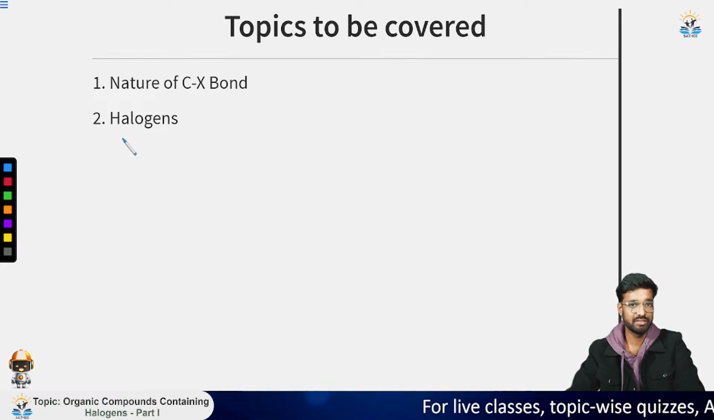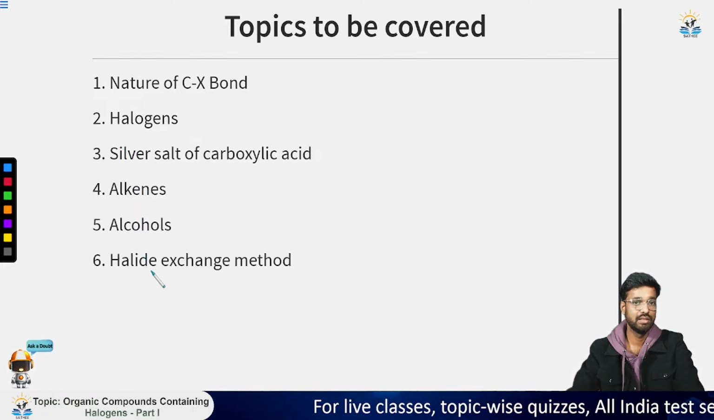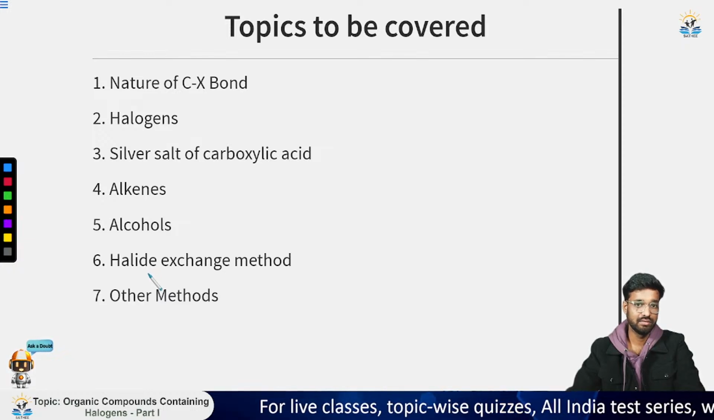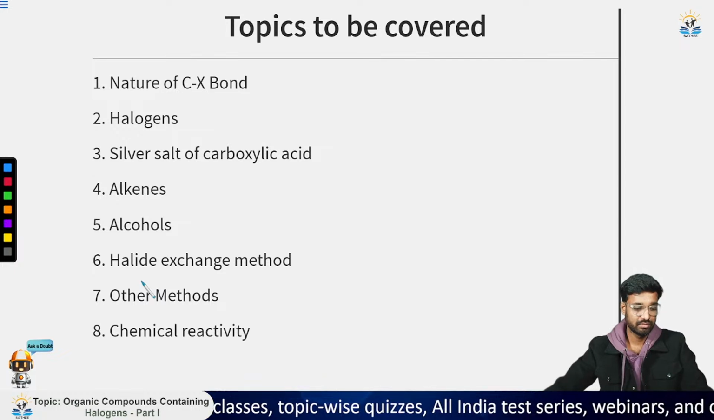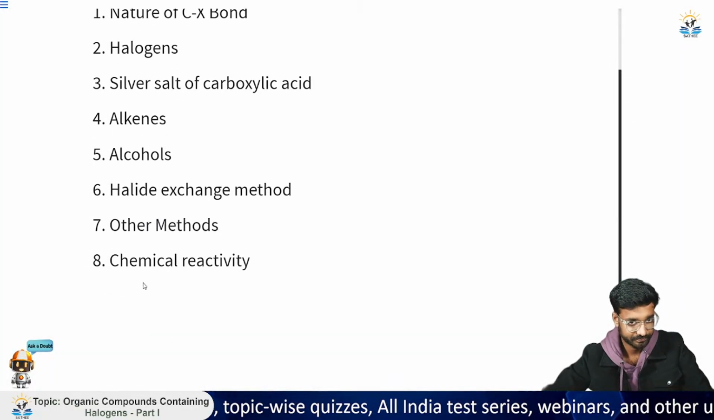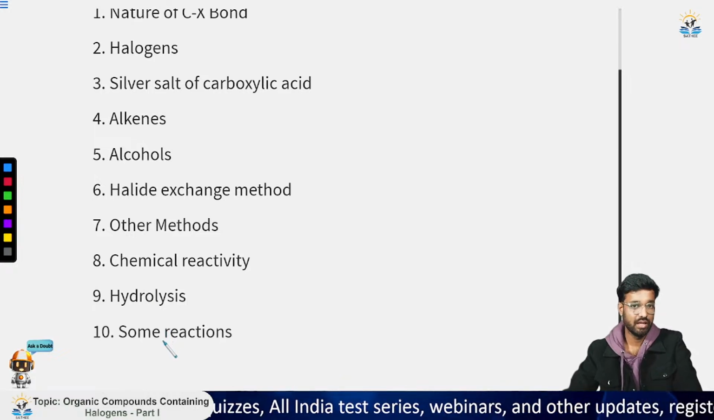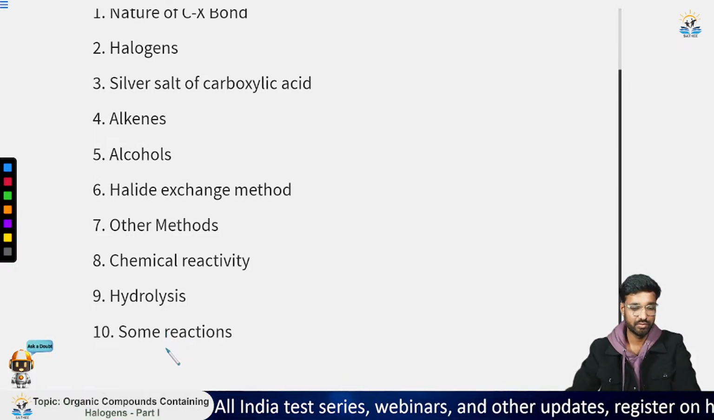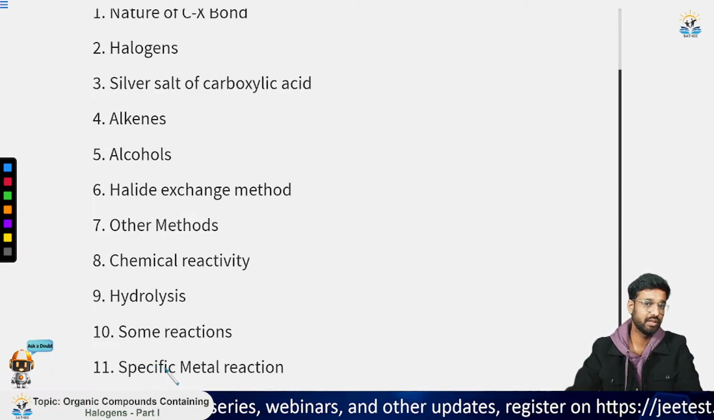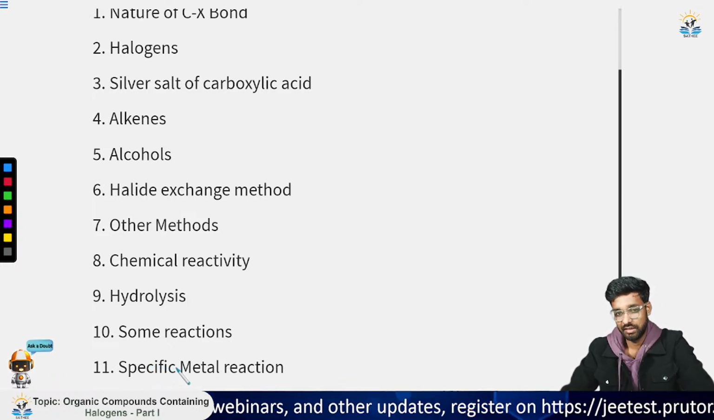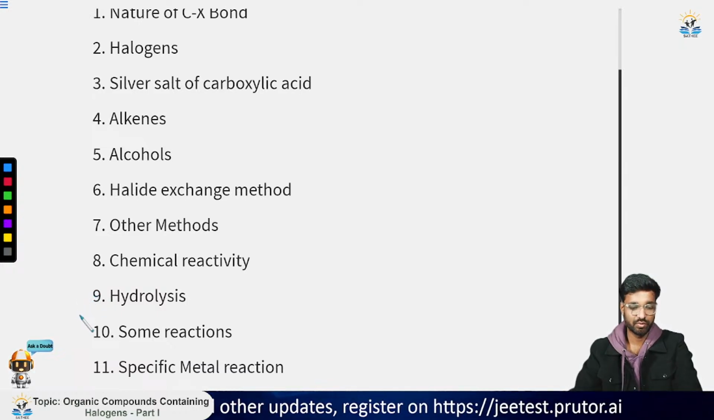Then we will see its preparation from halogen, silver salt of carboxylic acid, alkene, alcohol, the halide exchange method, and some other common methods. Then we will see some of the reactions, so we will see the chemical reactivity, their hydrolysis and some reactions related to haloalkanes. At last we will see some metal reactions. Then we will conclude this lecture with SN1, SN2 and comparability.